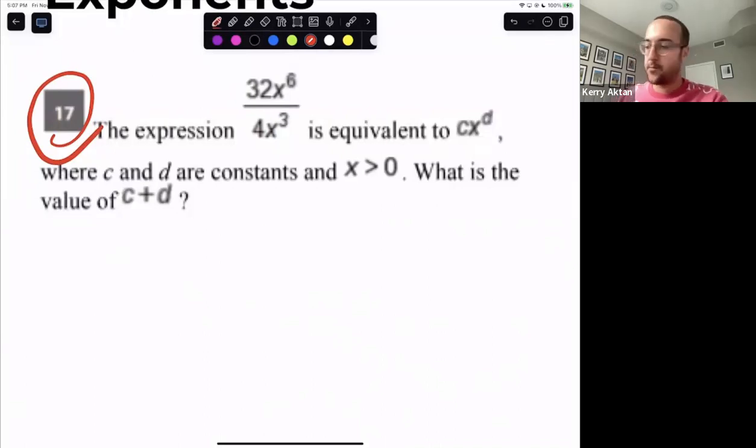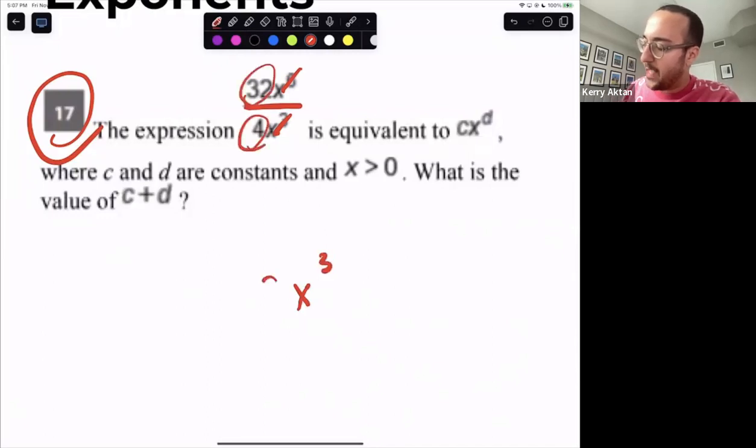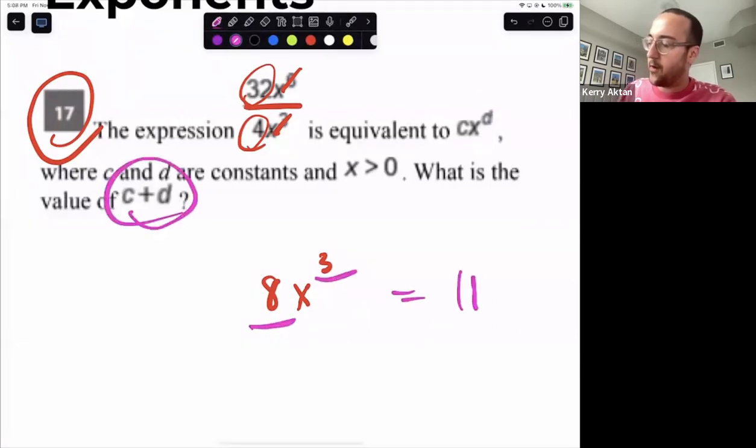It is 11. Y'all are so smart. What do we do for this question? First of all, through division, we kind of subtract exponents. So it's going to be x to the third, but then 32 divided by 4 is 8. At that point, Jenna's a beast. 8 plus 3 is 11. That's what they're asking for. The C plus the D. Good job.